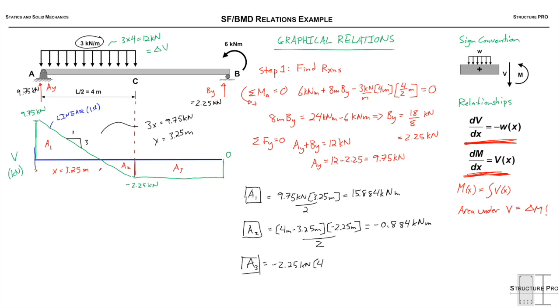So negative 2.25 kilonewtons times 4 meters, we're going to end up with negative 9 kilonewton meters. Notice the units of these three areas, kilonewton meters. Rings a bell, right? It's actually the same units as for the moment diagram, so the units always work out.